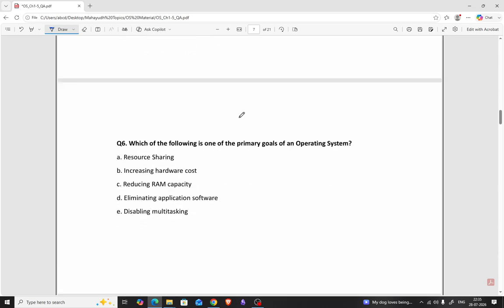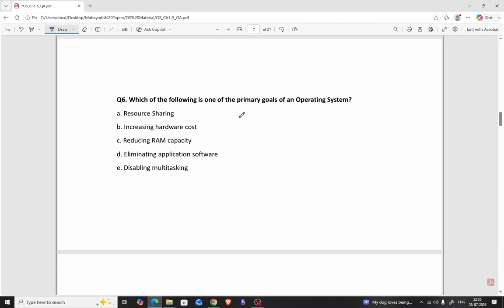Question number 6. Which of the following is one of the primary goals of an operating system? What is the goal of an operating system? Resource sharing, increased hardware cost, reducing RAM capacity, eliminating application software, disabling multitasking. The option will be resource sharing.